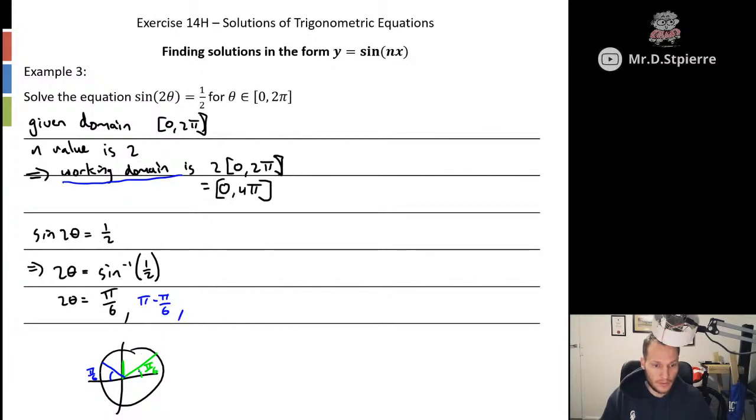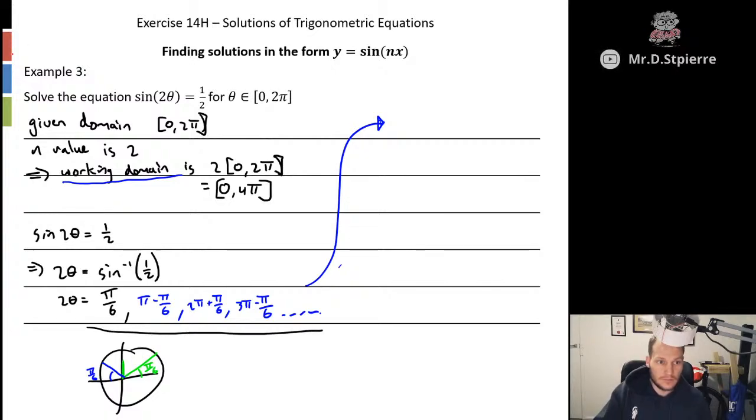When else? Well, if we go all the way around the circle back to our original one, that's 2 pi plus pi on 6. And if we kept going, and I'm just doing this to demonstrate that it's over and over again, we would have 3 pi minus pi on 6, and it keeps going and going. That would work. But this is when we use our working domain. This is when we check.